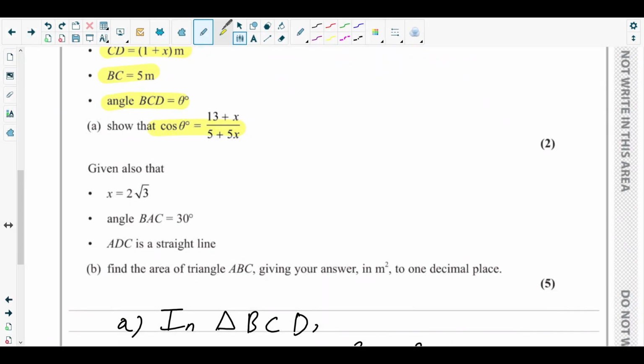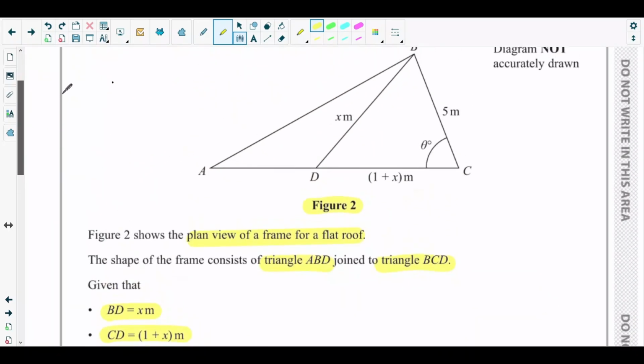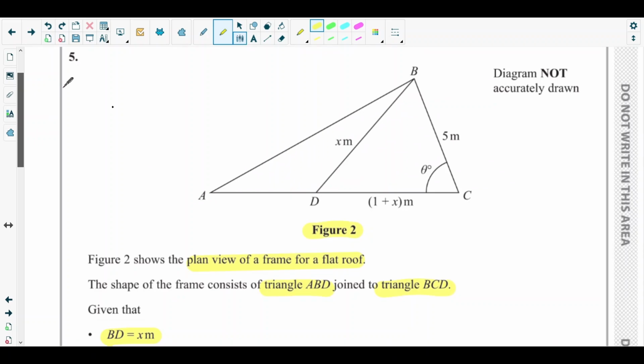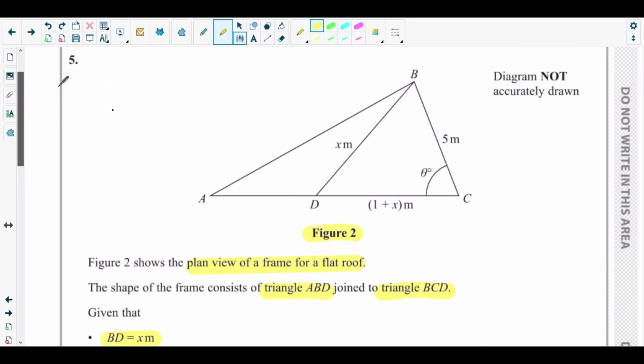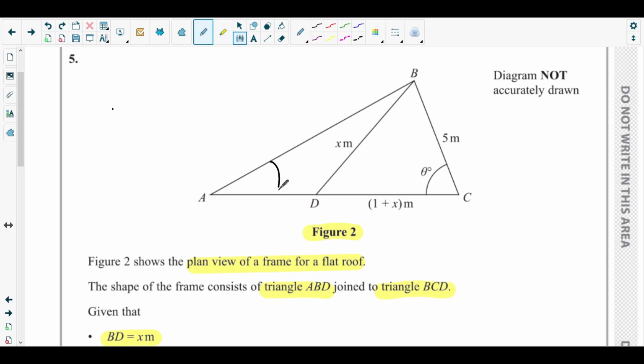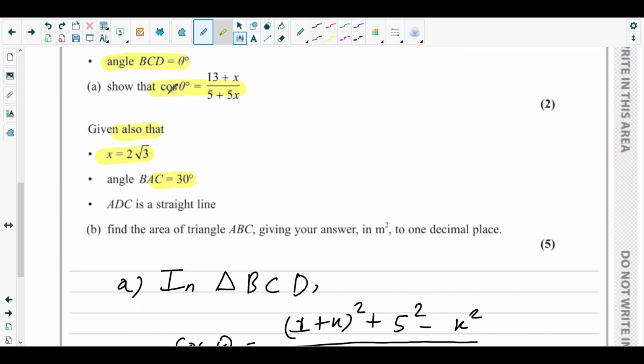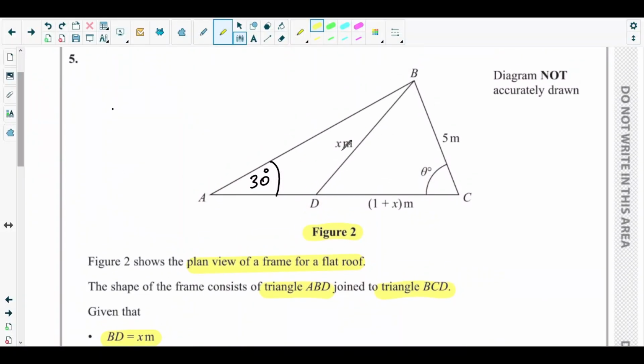Next is part B. In part B of question number 5, it says given also that x equals 2 square root of 3, angle BAC is 30 degrees, which is given in the figure, and ADC is a straight line. It asks to find the area of triangle ABC, giving your answer in meters squared to 1 decimal place. So we need to find the area of the whole triangle ABC.